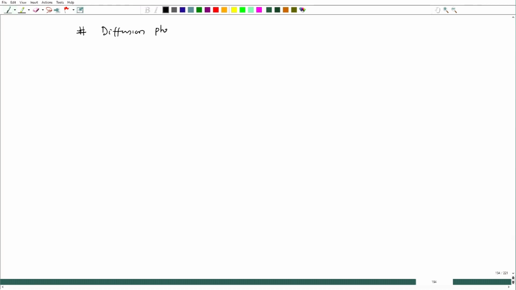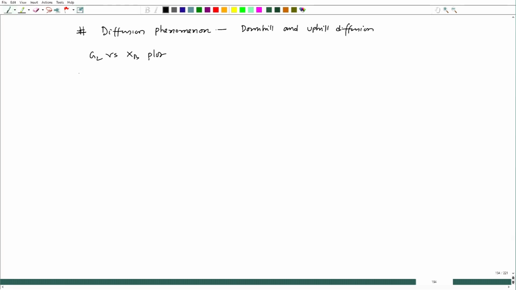Diffusion phenomenon, okay. Or rather I would put it first as downhill, which is very commonly observed, and uphill diffusion. This can be explained with the help of the G2 versus X plot.